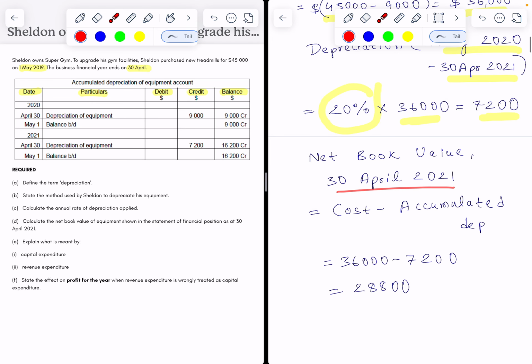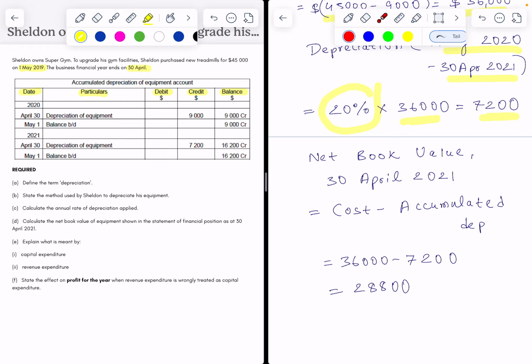You could take the net book value that we originally had from the previous financial year of $36,000 and then subtract the additional depreciation expense of $7,200. That gives us the net book value at 30 April 2021 to be $28,800. And this is the requirement for Part D, where we are asked to find the net book value to be shown in the balance sheet or the statement of financial position as at 30 April 2021.